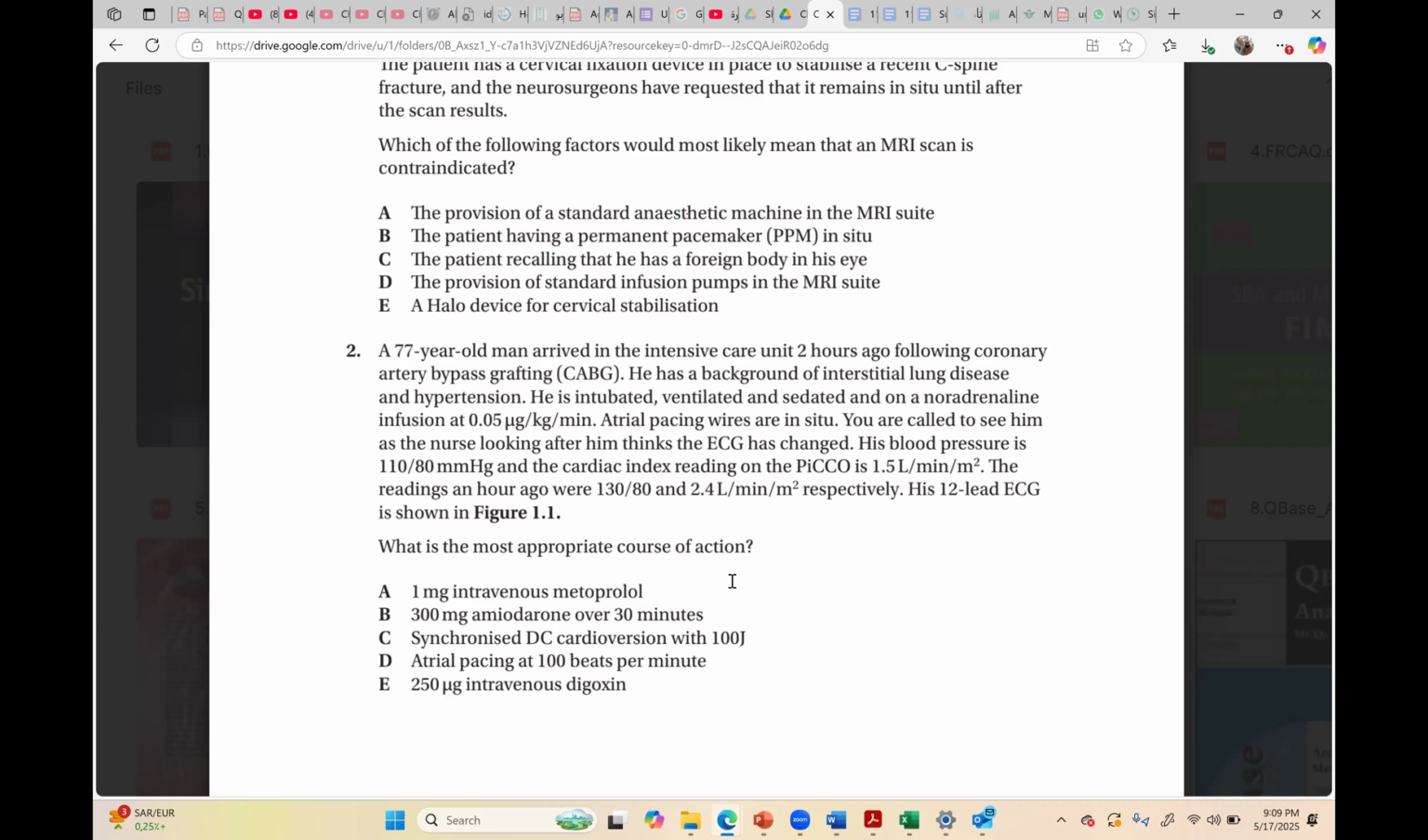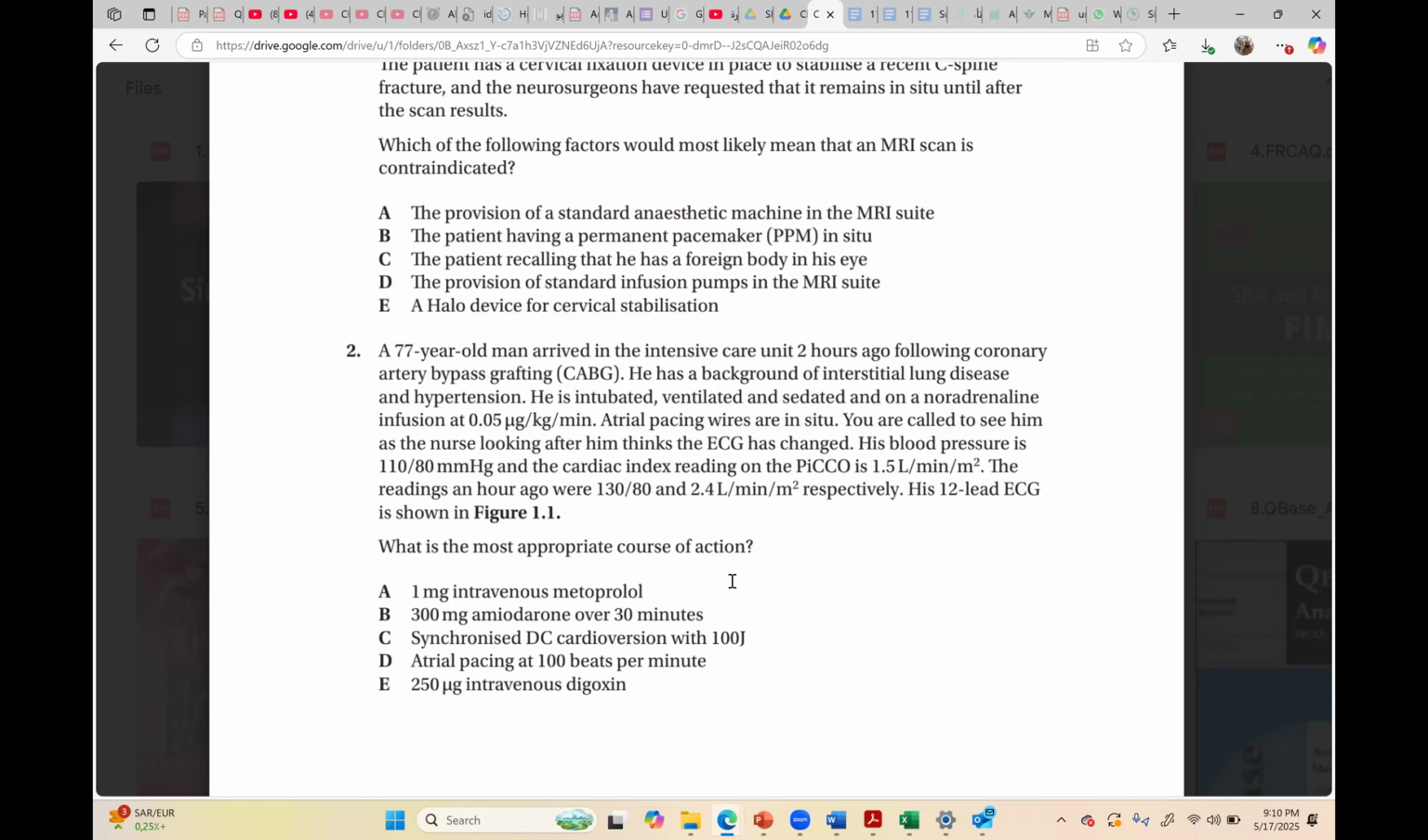Okay, arrived in the intensive care unit 2 hours ago following CABG. So you can think about what questions or what knowledge you should have about CABG. CABG is coronary artery bypass grafting, which occurs either off pump or on pump. And there are so many things you should know about it. Of course, what are the indications of CABG? What are the indications of emergency CABG? What are the complications post CABG? So few words you can think about, coronary artery bypass graft, and of course with that you can expand it to the solutions they are using or anything they use during this CABG.